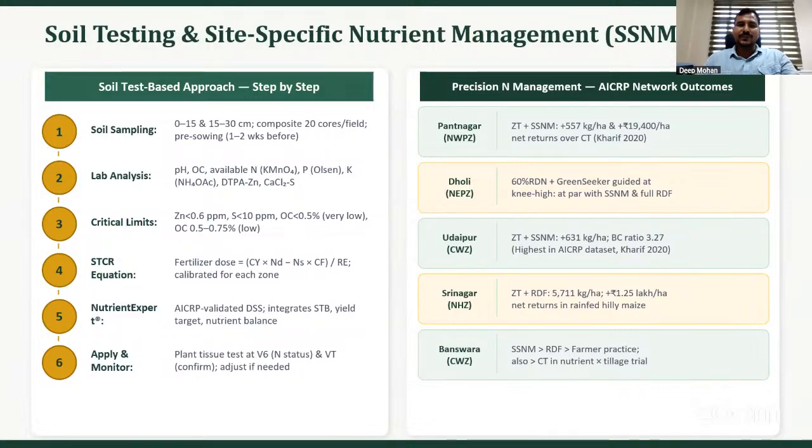So in step one we do the sampling from the field, we composite it, and take samples from two soil depths, and then we send it to the laboratory for analysis. All the minimum parameters like pH, organic carbon, nitrogen, phosphorus, potassium, in addition sulfur and zinc, all need to be done. Then the critical limits: if zinc or any of the nutrients are below the critical limit, we have to apply them in incremental dosage.